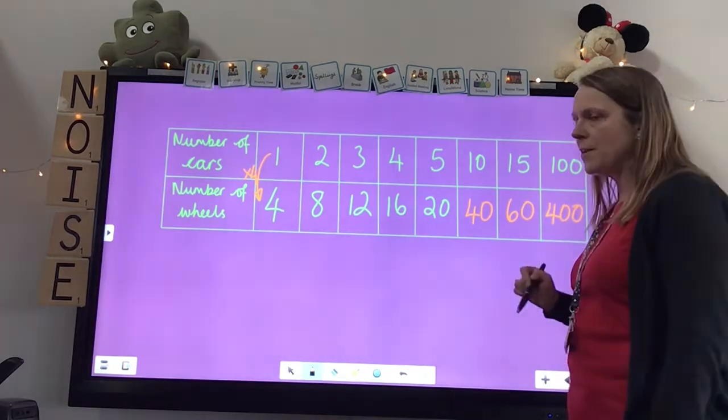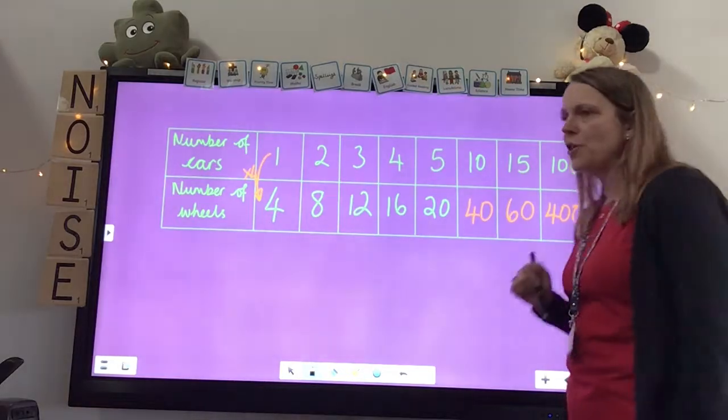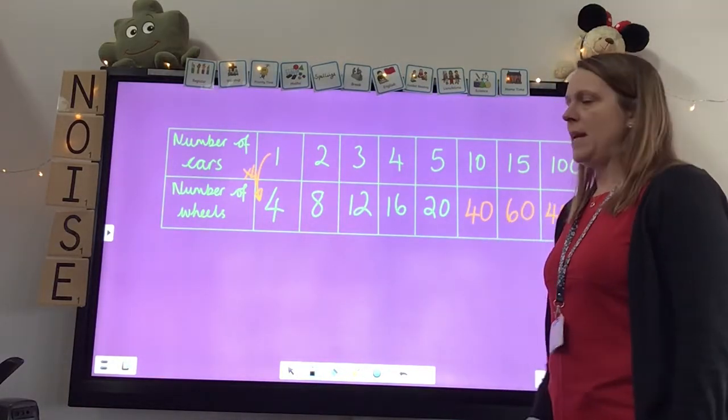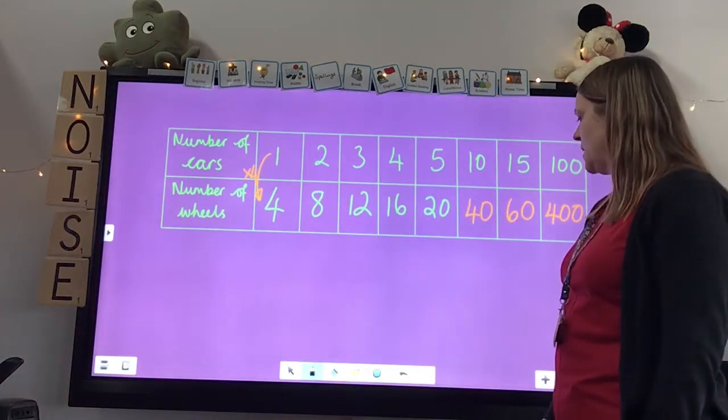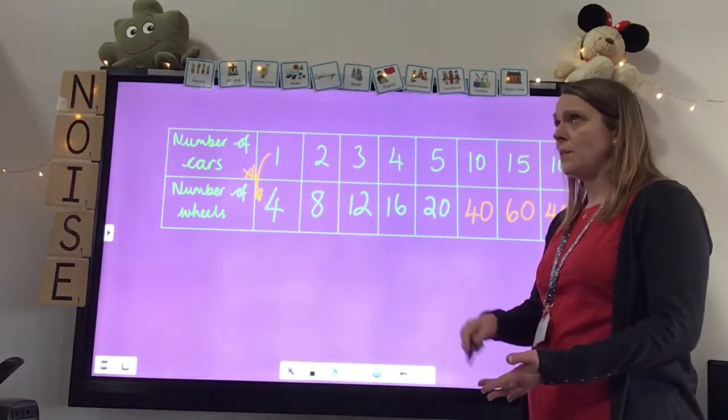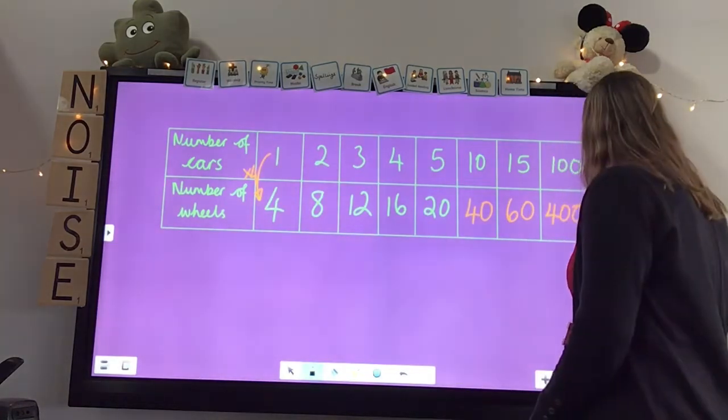So if I had a very successful business and I had 100 cars, or I'm just very efficient at changing tyres, 100 cars coming in, that would be 400 that I would need. And I wouldn't have to go through 79, 80, 81, each one in turn to calculate it.